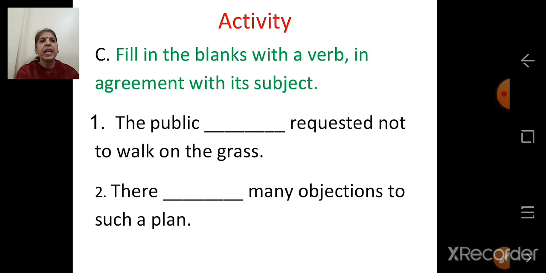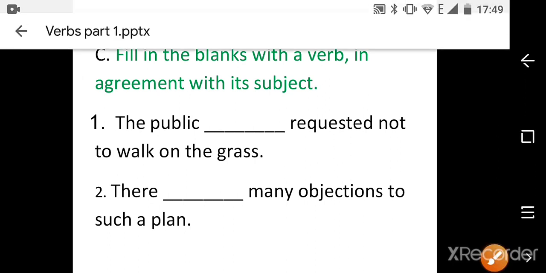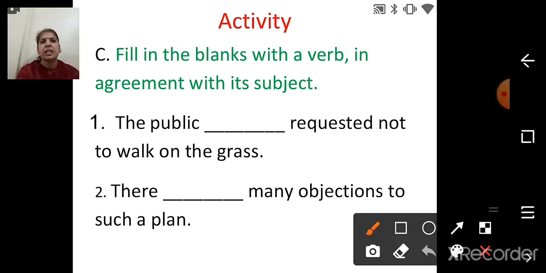Another activity: fill in the blanks with a verb in agreement with its subject. The public dash requested not to walk on the grass. So with public, a verb will come now. The public is the subject, right? Yes, so here public is taken as singular, so the verb also will be singular. So the public was requested. When we say people and all, we take them as plural, but here it is considered as one thing, that is, was.